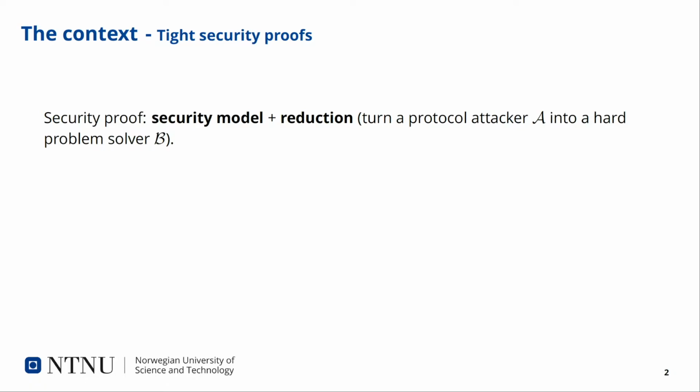A security proof consists of two elements: a security model and a security reduction. In the security model, we describe the environment in which our protocol is run, we describe an adversary and its capabilities, and we define our security goals. When building a reduction, we start from an allegedly hard problem. We suppose that there exists an adversary A against our protocol, and then we use A inside of an algorithm B to solve the hard problem.